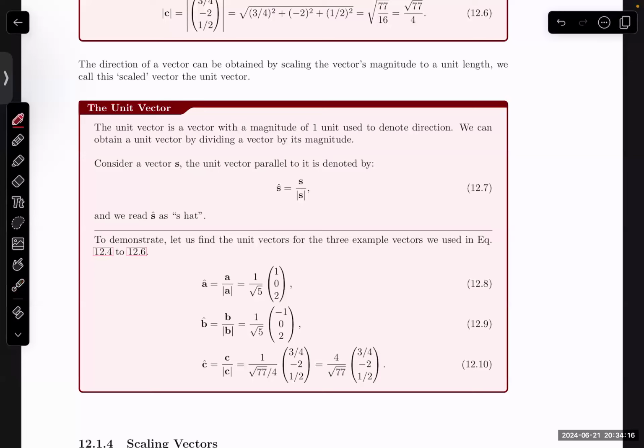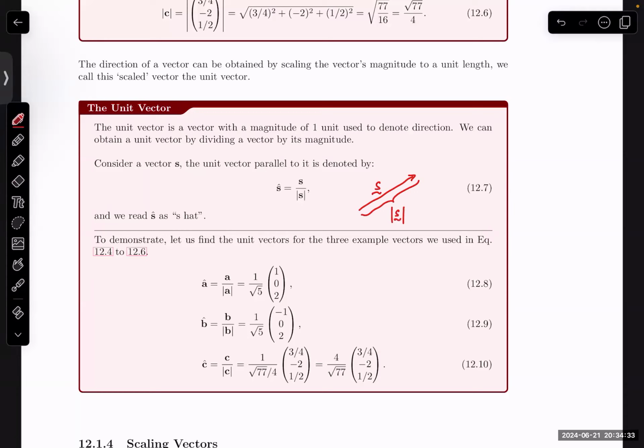Let's say I have a vector S that points in this certain direction and it has a certain magnitude. Okay, this is vector S. It has a certain magnitude, which is the modulus of vector S.